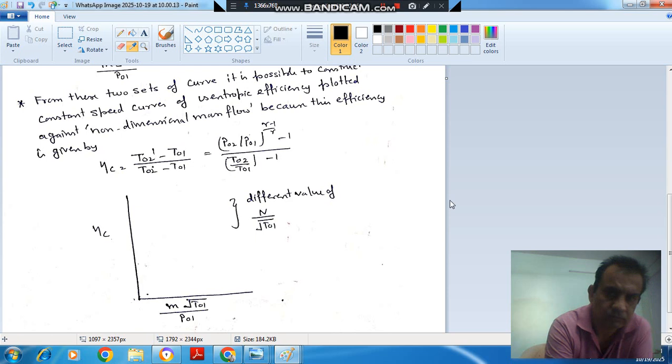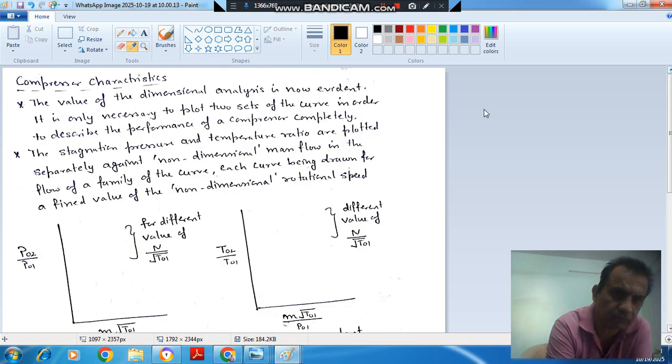So this we will do, and I will just read out the first page for you. First point: the value of the dimensional analysis is now evident. We have pressure ratio, temperature ratio, non-dimensional mass flow rate, and non-dimensional speed. It is only necessary to plot two sets of curves in order to describe the performance of a compressor completely.